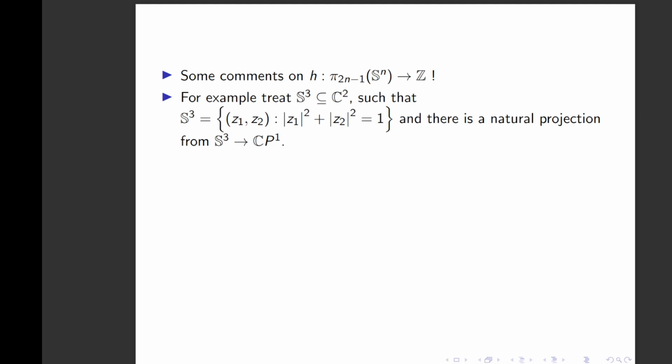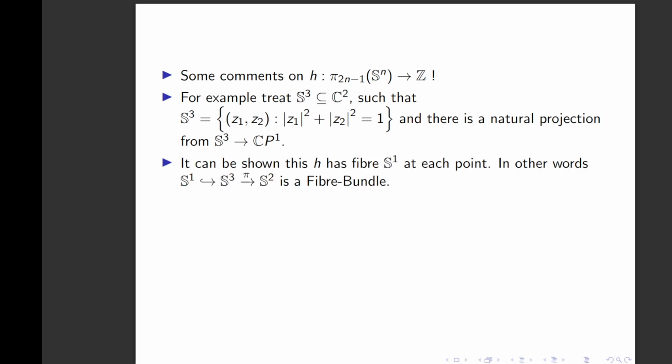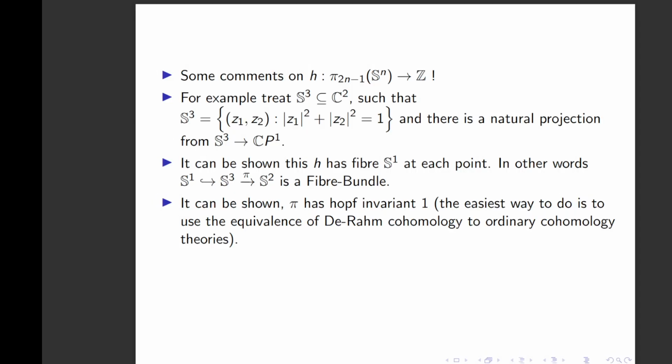Okay, so corresponding to every point here, if I take any point here, the image of this here will also be a point. So here is a quotient map, right? Every point here will represent a point here, and this point here will represent a circle. If I look at its fiber, that is S1. Basically, it can be shown this is a fiber bundle. Don't bother about the fiber bundle thing, I have just written it. And it can also be shown via de Rham cohomology that pi has Hopf invariant one.